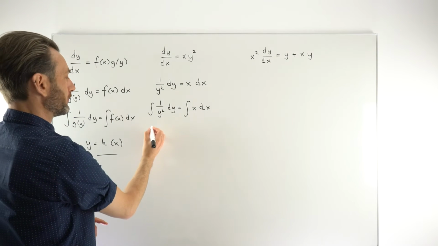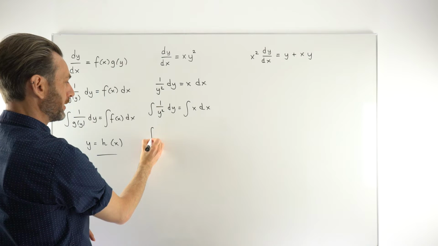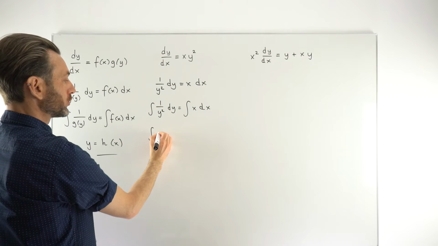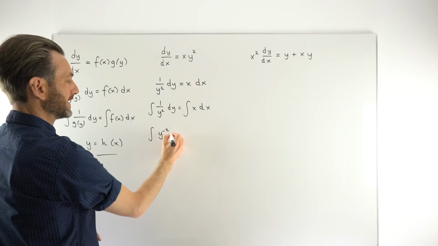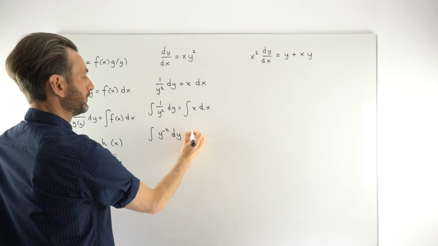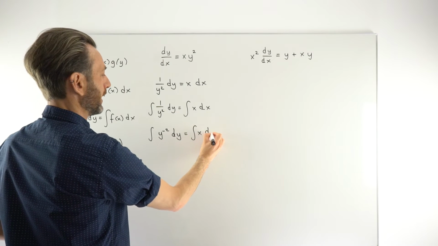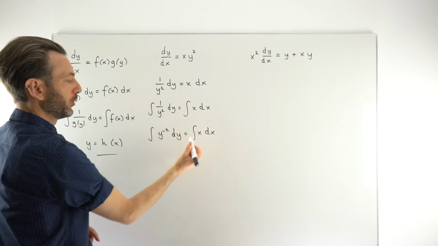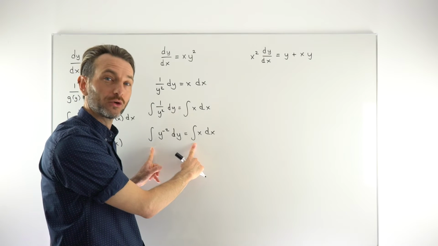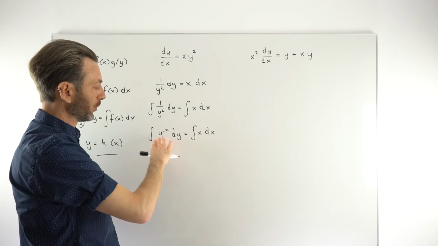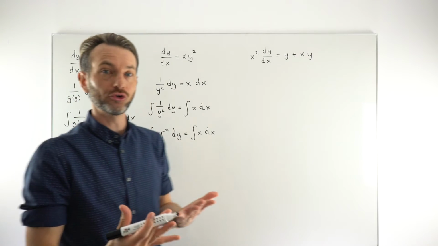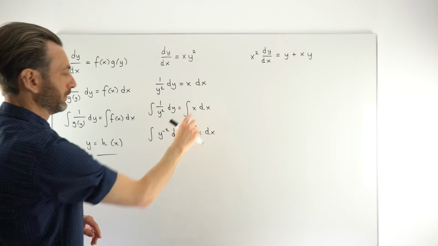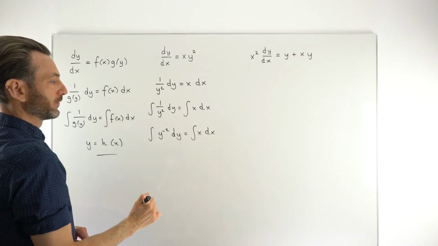So this is not in the correct format, but I'm going to make it into the correct format just by bringing the y squared term to the top using one of the indices or exponent rules. That becomes the integral of y to the minus 2 dy equals the integral of x dx. I could have integrated this term at this point, but I'd rather keep both integrals so that I can integrate all the way through the equation on the same line of working. That's kind of personal preference. You could integrate from this point if you wished. So these are both now in the correct format to integrate.